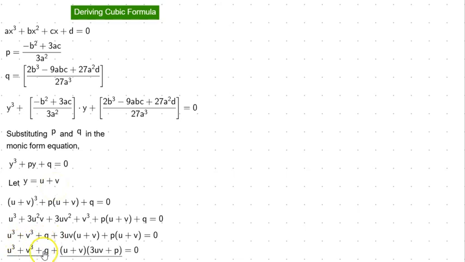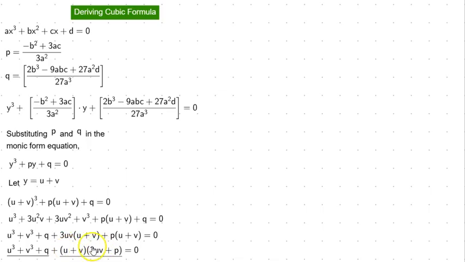U cube plus v cube plus q plus, now here you notice u plus v and u plus v is common. So we take it out, (u plus v) times (3uv plus p) equal to 0. If this entire left hand side has to be 0, what should be the case? It should be that this expression u cube plus v cube plus q is equal to 0, and this part should also be 0.